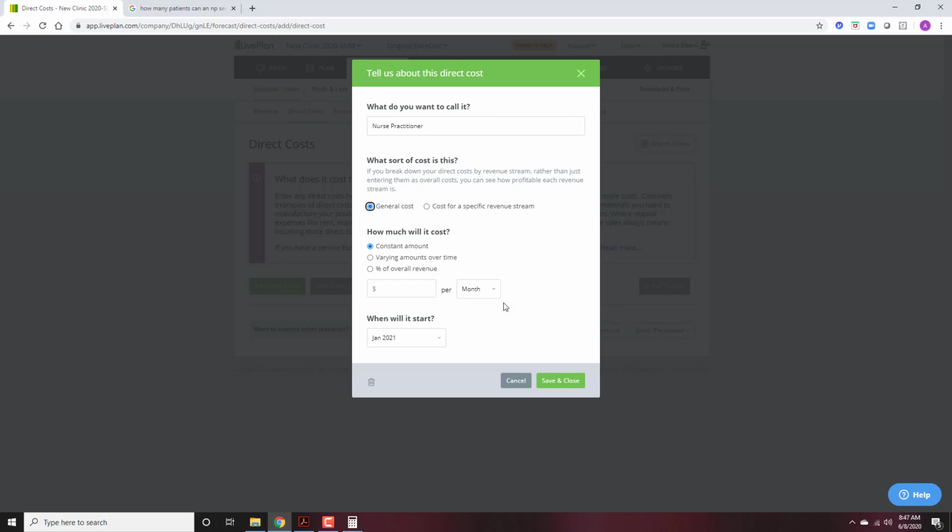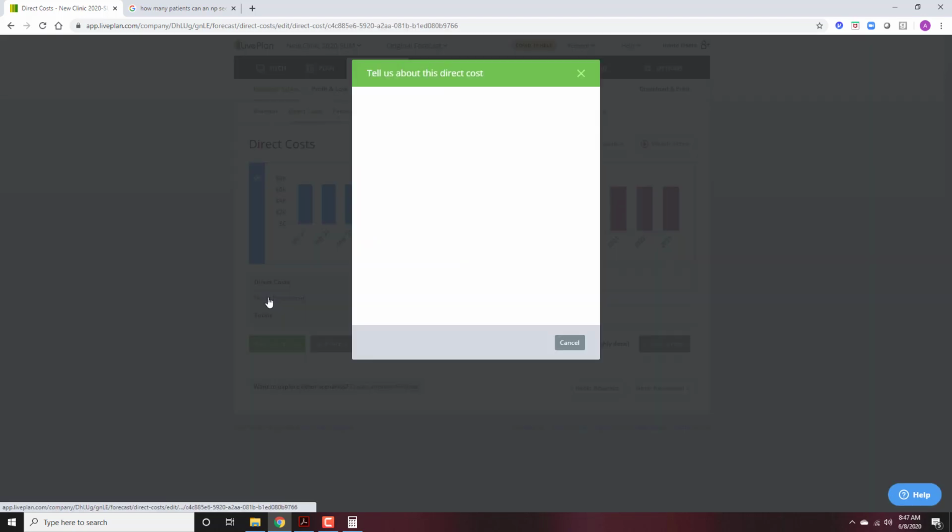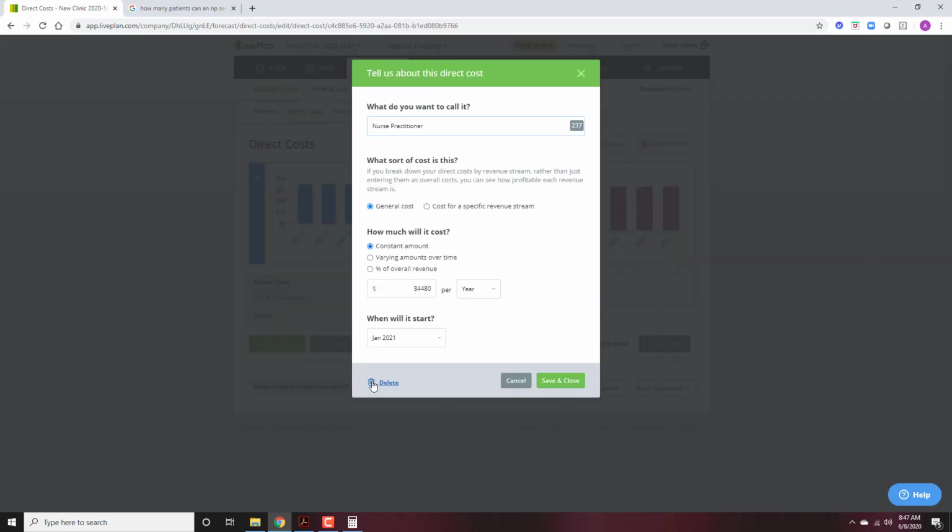And I'm going to put in her yearly salary, her or his. So 84,480, and that's going to start January 2021. So I'm going to hit save and close on that. Actually, I should have deleted this one. Confirm. So I deleted it, right?